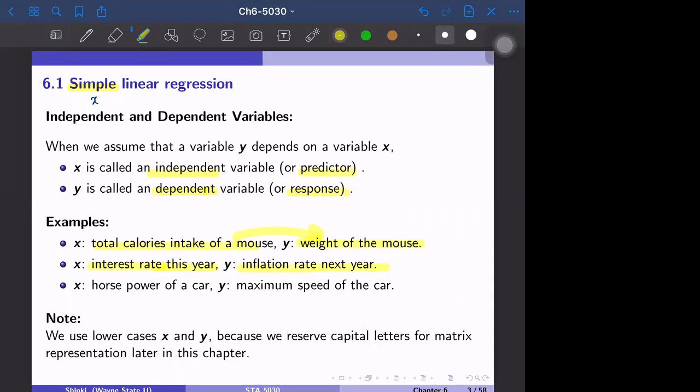The third example is from engineering: the horsepower of a car and the maximum speed of a car. With more horsepower, the maximum speed is higher. These are typical examples. The first is biology or medicine, the second is economics or finance, and the third is engineering. These three are the major applications of statistics.